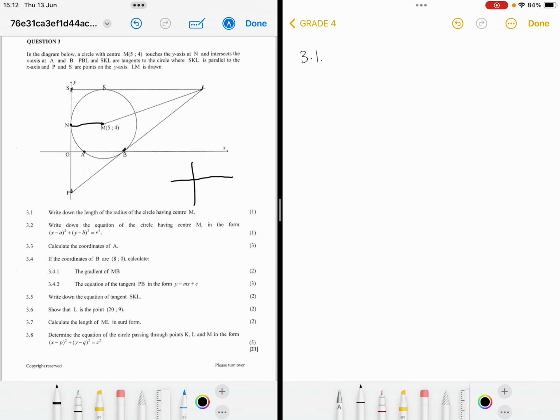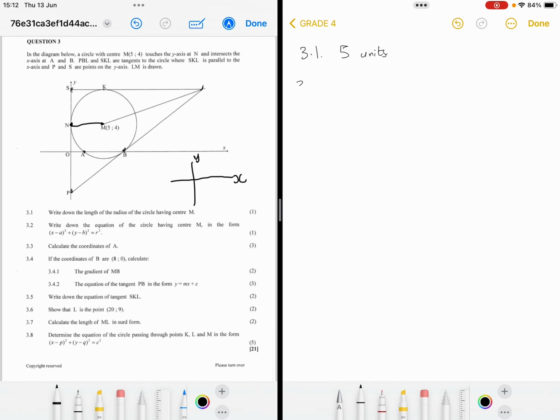What is the horizontal? The vertical is the y, the horizontal is the x. So we're going to take the horizontal coordinate, which is x. It means it's 5. From here to here, it's 5 units. So we're going to take 5 units.